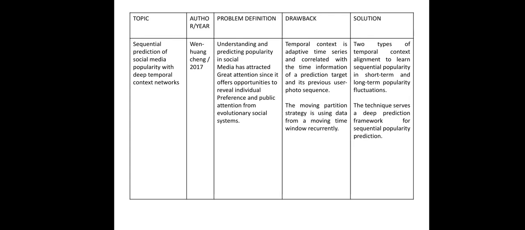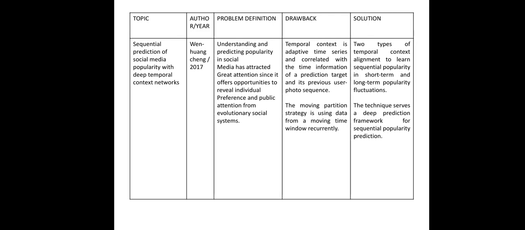Sequential predictions of social media popularity with deep temporal context network. Problem definition. Understanding and predicting popularity in social media has attracted great attention since it offers an opportunity to reveal the individual preference and public attention from a revolutionary social system.